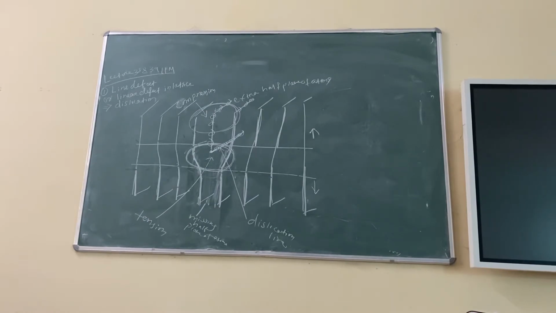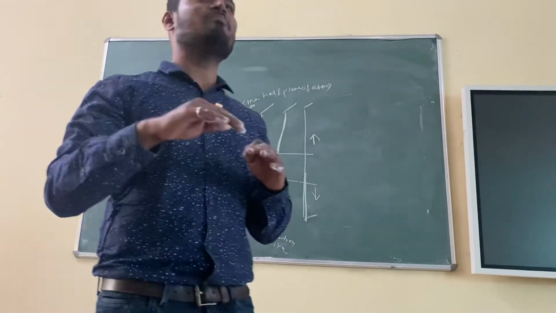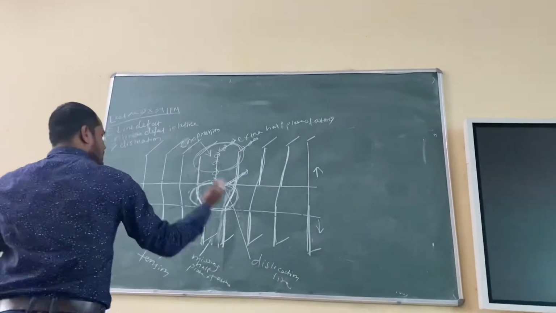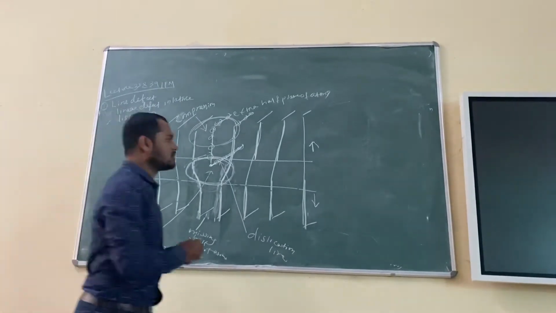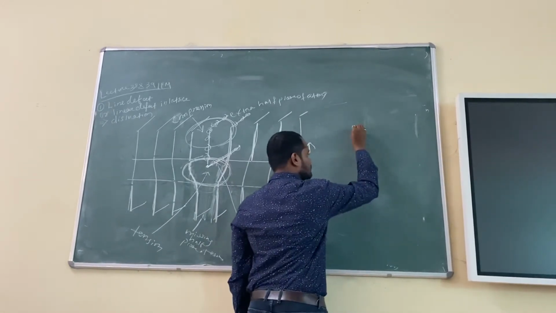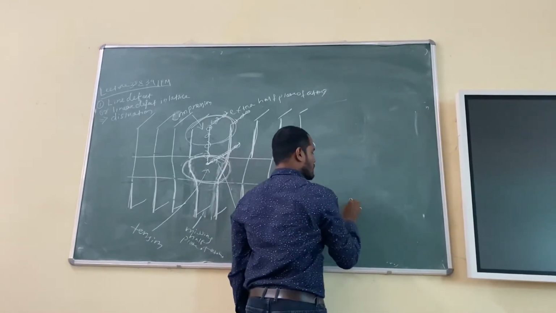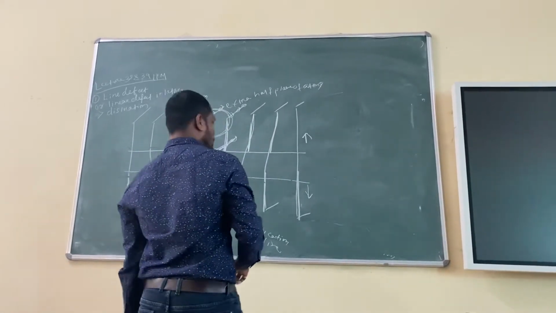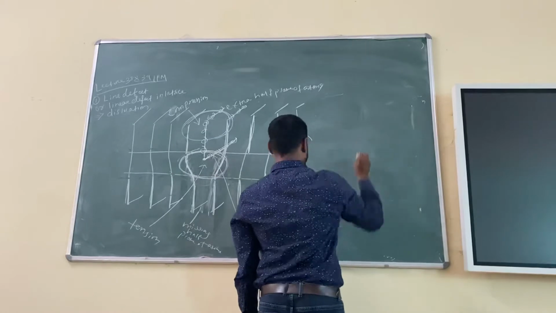Okay? So similarly, you can have an extra half plane of atoms at the bottom. The top part will be missing. Just suppose it. Let me erase it. You are drawing like this. Okay, suppose this is extra.